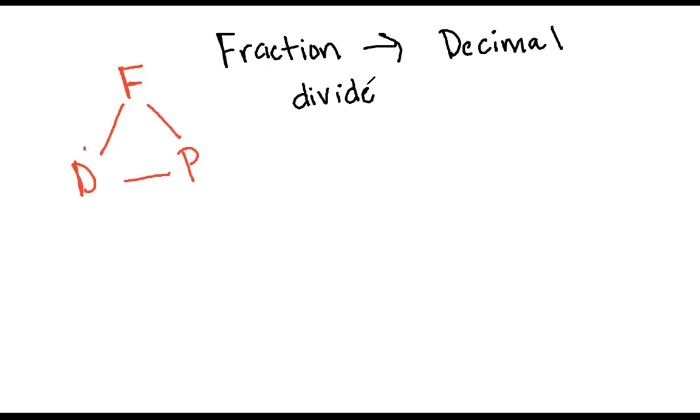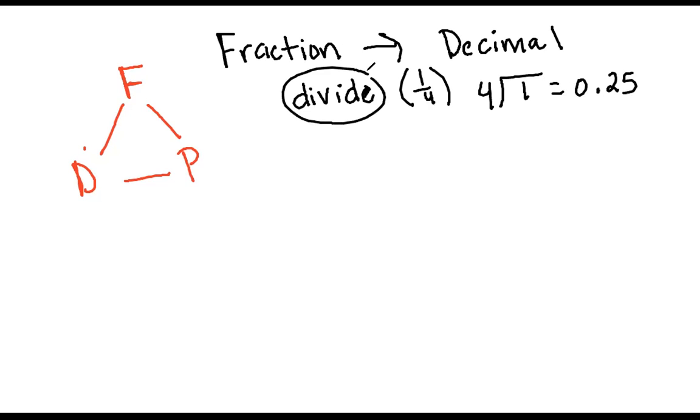Remember, to turn a fraction into a decimal, all I do is divide. We divide the numerator by the denominator. So if I have 1/4, I do 4 into 1, and I'm going to get 0.25. To turn a fraction into a decimal, all I need to do is divide.